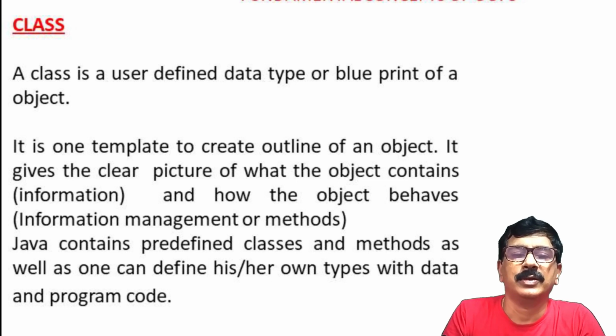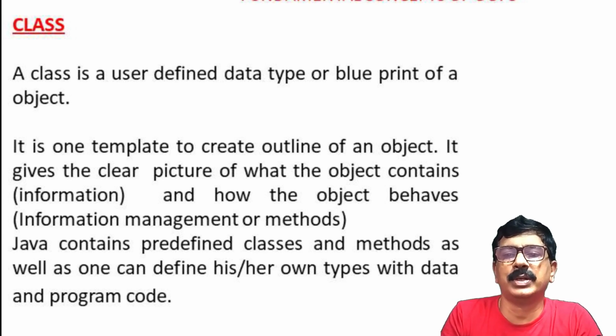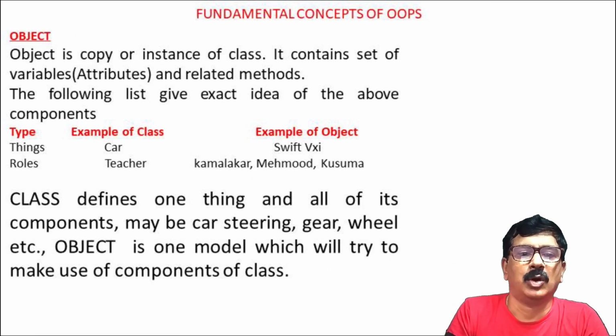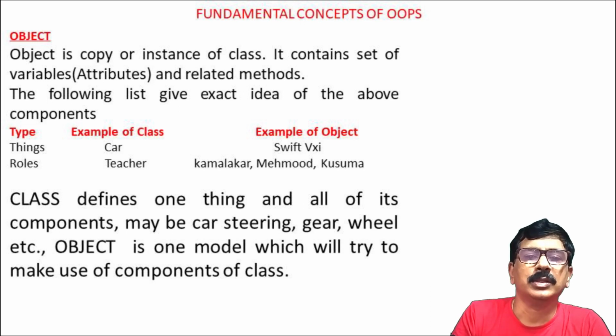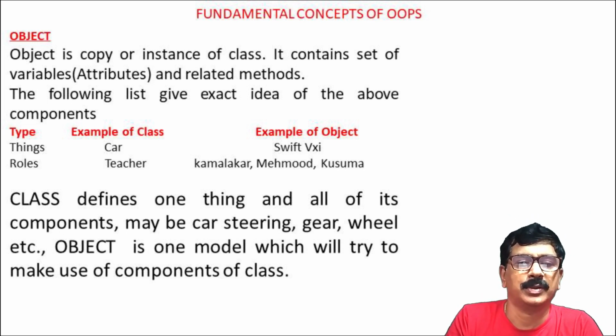Java contains predefined classes and methods, and one can also define his or her own type of data and program code. Then we will see object. An object is a copy or instance of a class. It contains a set of variables, which we also call attributes in C++, and related methods. The following list gives an exact idea of the above components.